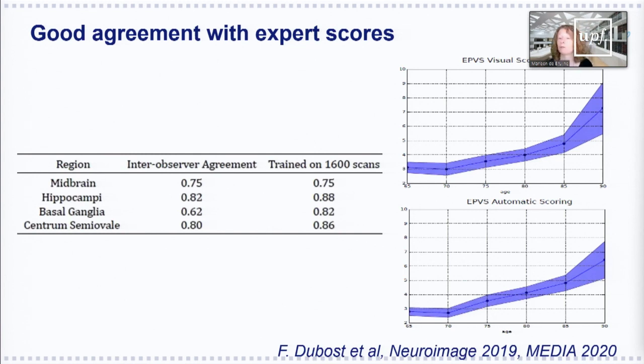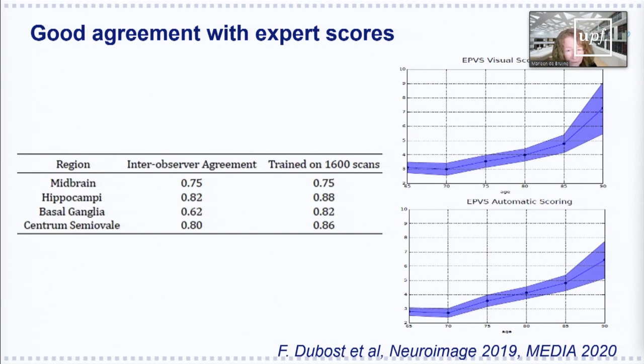And this model has very good agreement with expert scores. The performance is similar to inter-observer agreement, as you can see here in this table on the left. And on the right, you see the associations with risk factors. So here you see the visual scores on the top and the automated scores on the bottom as a function of age. And we see that these associations are very similar for automated and visual scores, not just for age, but for other risk factors as well. The automated method was also much more reproducible than observers when applied to new images from the same patient, taken a few months later.